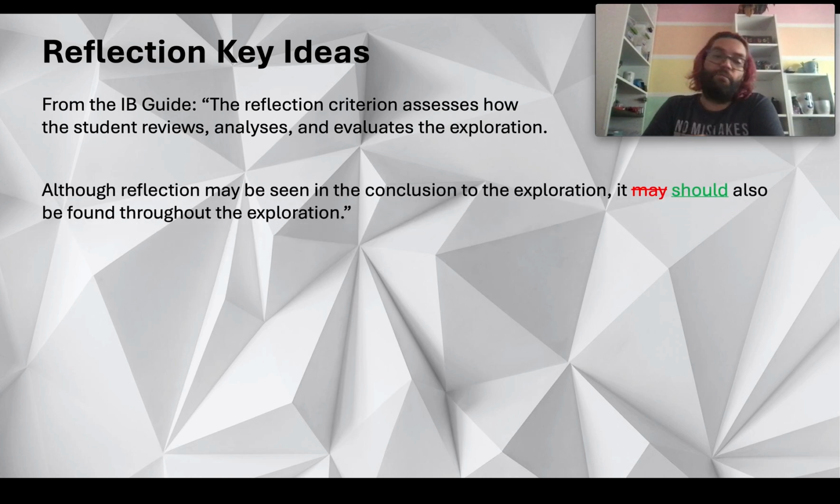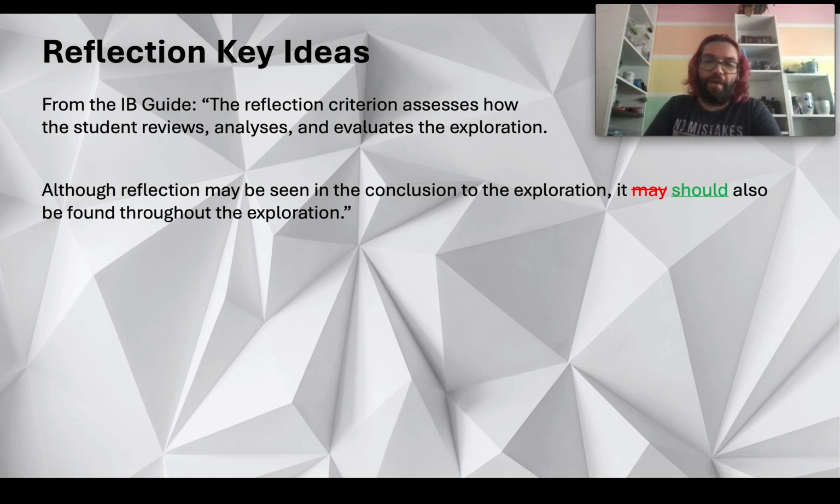And this is a really, really important one. Reflection can be seen in the conclusion to an exploration. So this is actually interesting, I did a weird thing here. The IB guide says, word for word, in red: although reflection may be seen in the conclusion of the exploration, it may also be found throughout the exploration.